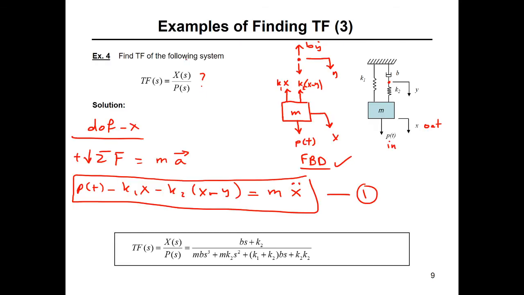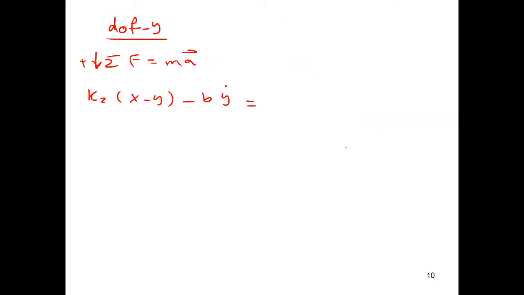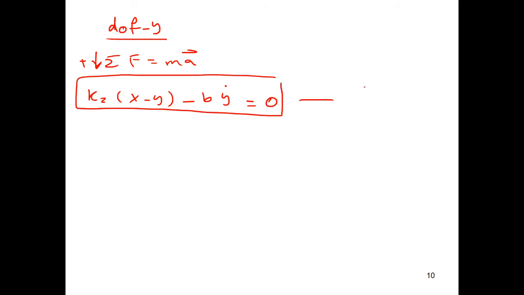We don't have a mass here, right? It's only a point, a moving point. So it's going to be 0. This one is very easy. And this is the equation of motion at degree of freedom y, and I'm going to call it number 2. All right.